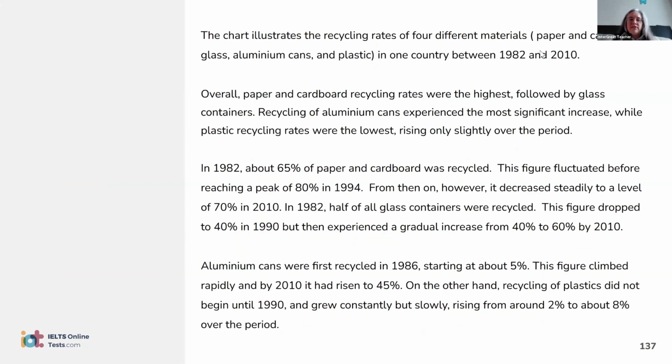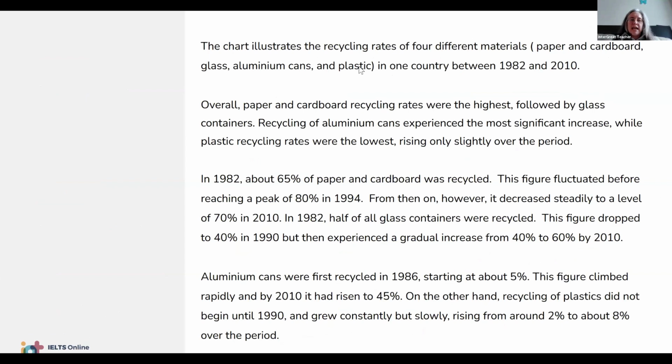The chart illustrates the recycling rates of 4 different materials: paper and cardboard, glass, aluminium cans, and plastic in one country between 1982 and 2010. Overall, paper and cardboard recycling rates were the highest, followed by glass containers. Recycling of aluminium cans experienced the most significant increase, while plastic recycling rates were the lowest, rising only slightly over the period. In 1982, about 65% of paper and cardboard was recycled.